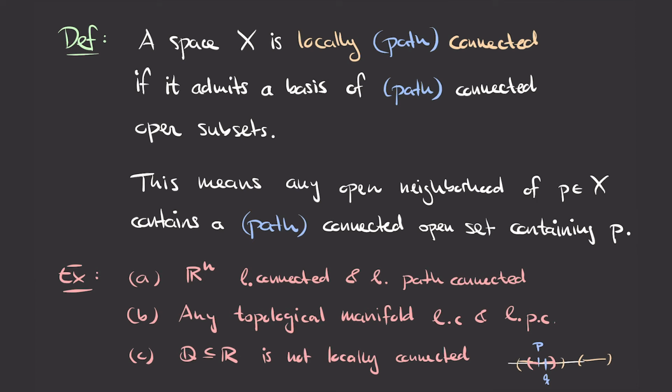And well, we saw in the previous example at the beginning of this video that whenever we have a subset that contains two distinct rational numbers, this subset cannot be connected. And so this shows that there can't be any open connected set that contains P that is contained within this open neighborhood. So this shows that the rationals considered as a subspace of the reals are not locally connected.